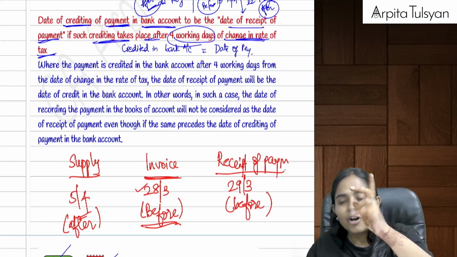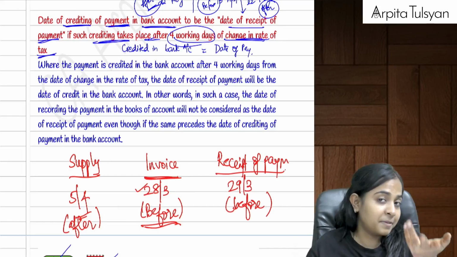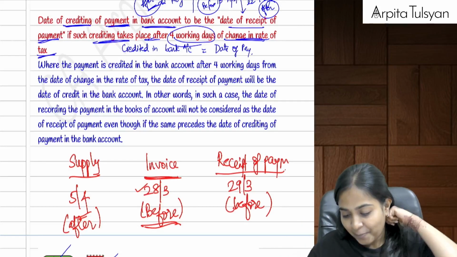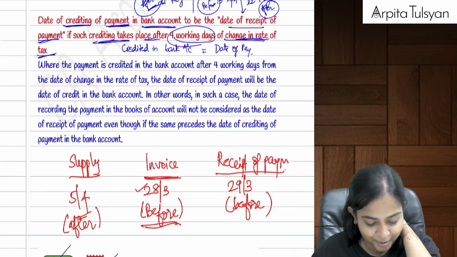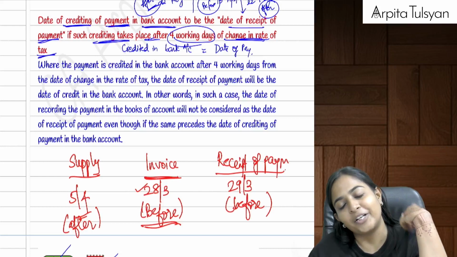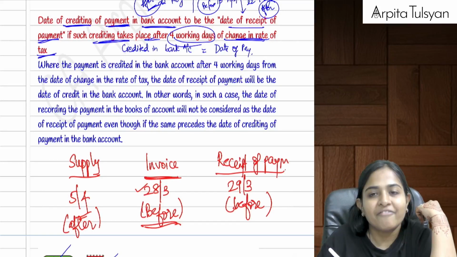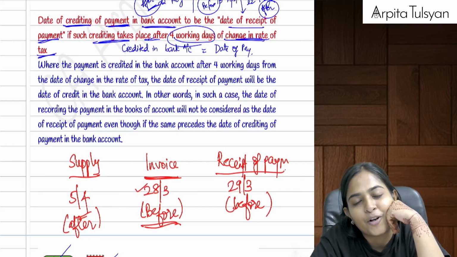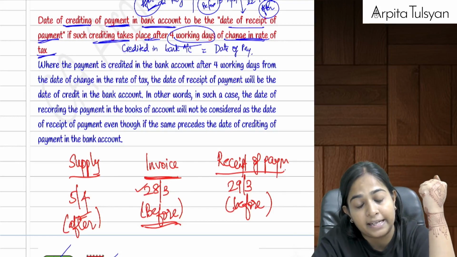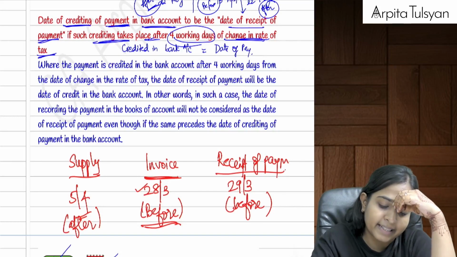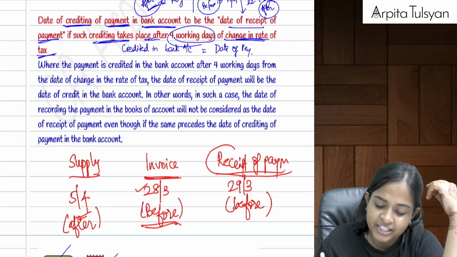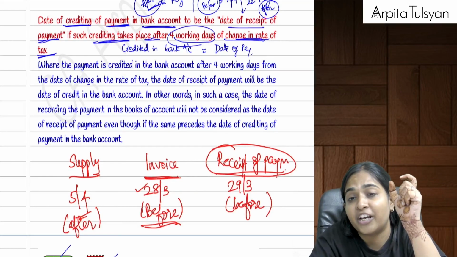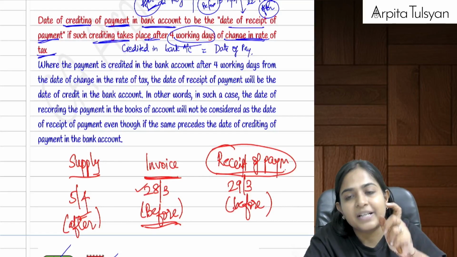Yes. Now government said, "If you are a lion, we are even bigger than that." Means government is even smarter because it is the lawmaker. So what government said here is, now here everyone will try to take the benefit of lower rate of tax if the rate of tax is going to increase in the future. So government said that let's change the meaning of the term receipt of payment.